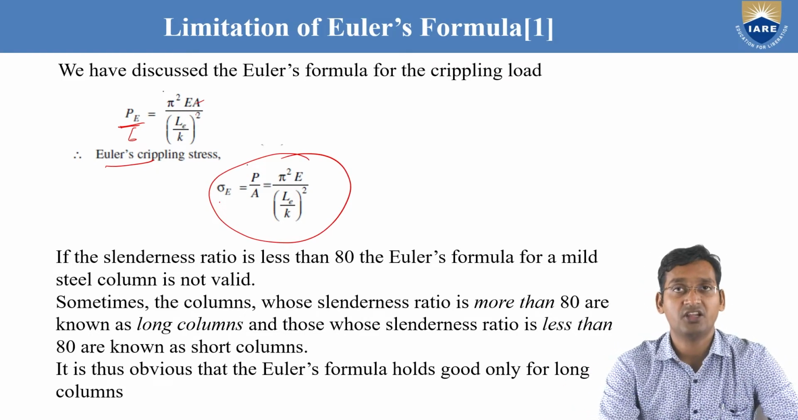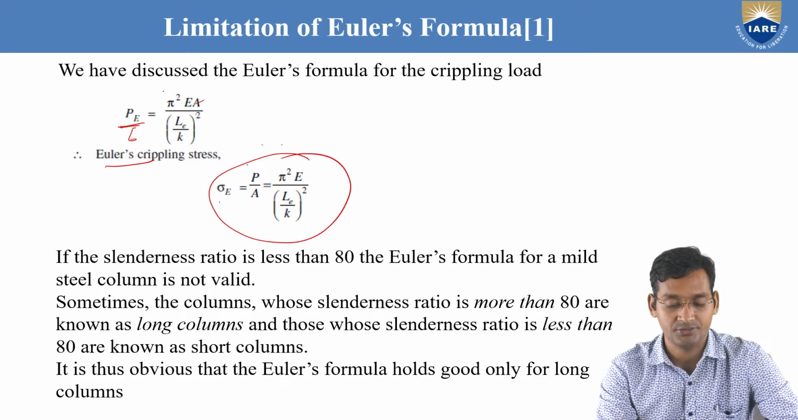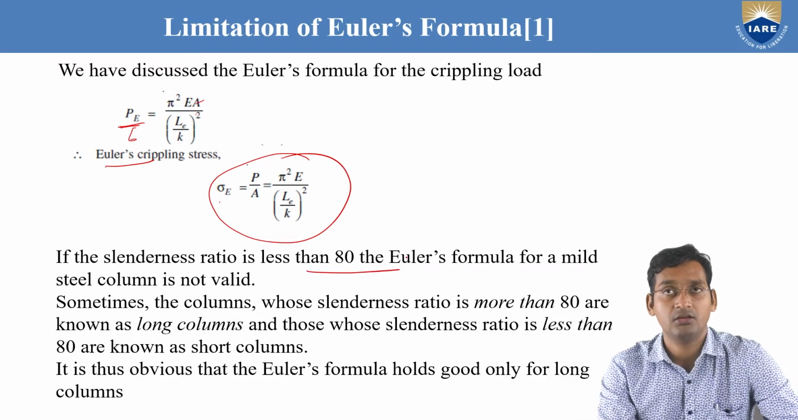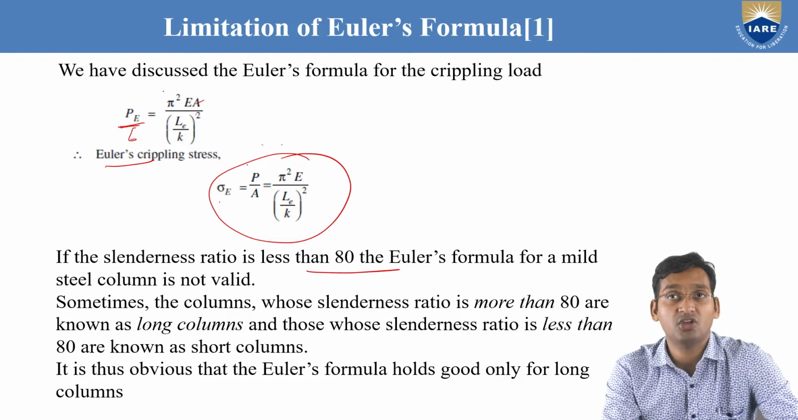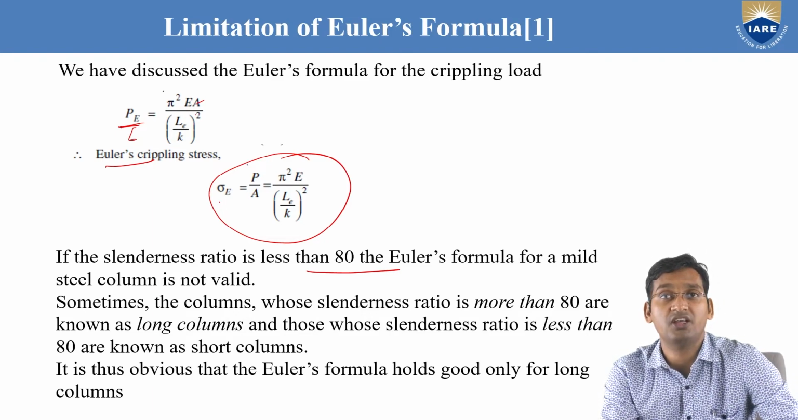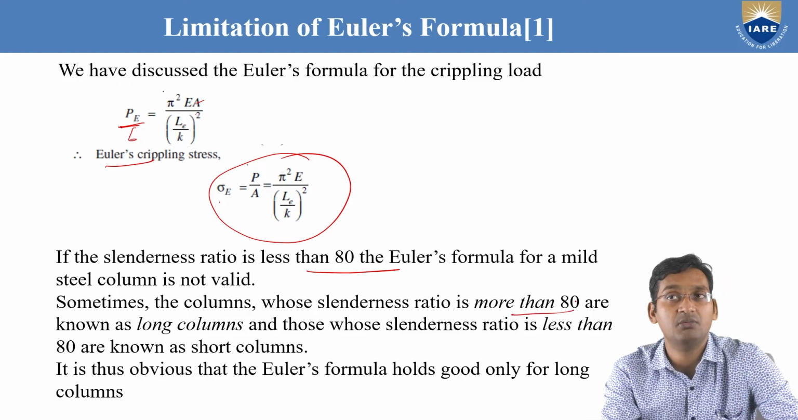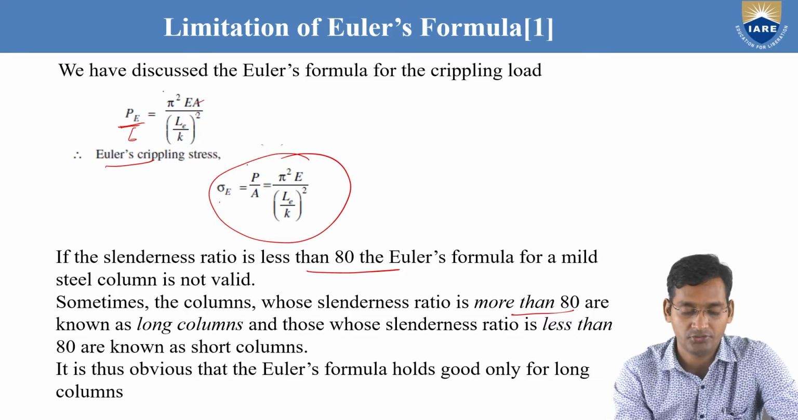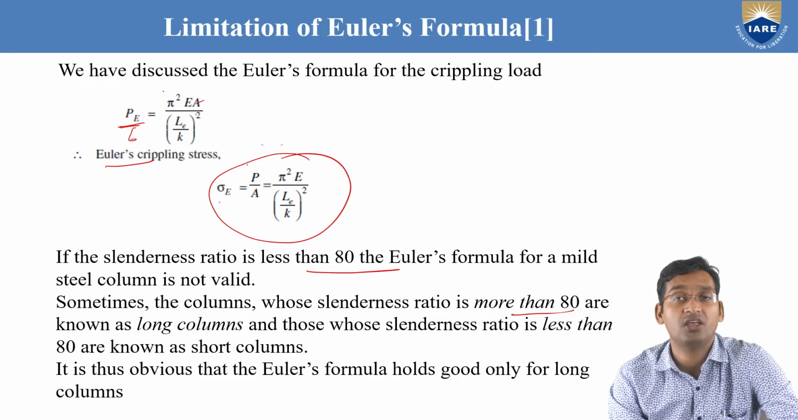Now here, if the slenderness ratio is less than 80, Euler's formula for a mild steel column is not valid. So if it's less than 80, then we cannot use Euler's formula for a mild steel column. Sometimes the columns whose slenderness ratio is more than 80 are known as long columns, and those whose slenderness ratio is less than 80 are known as short columns.